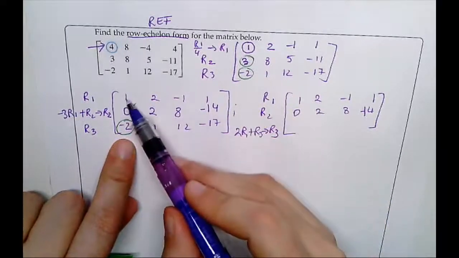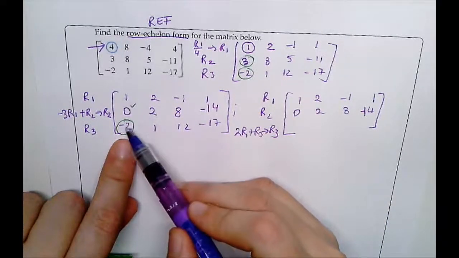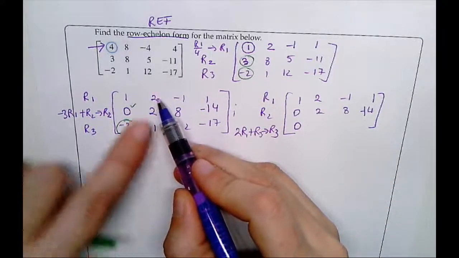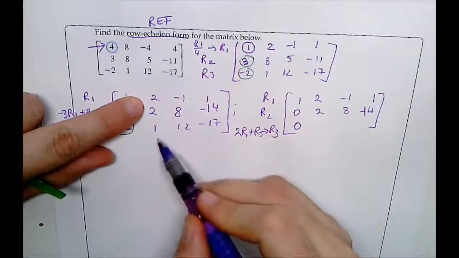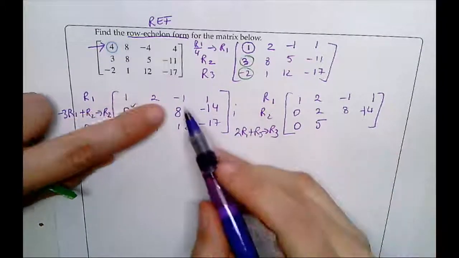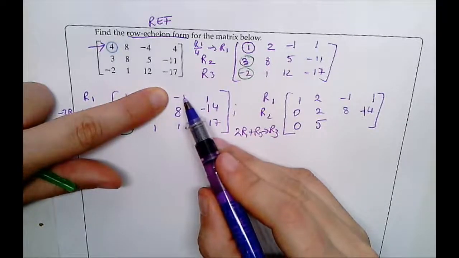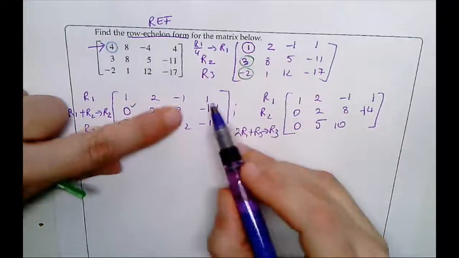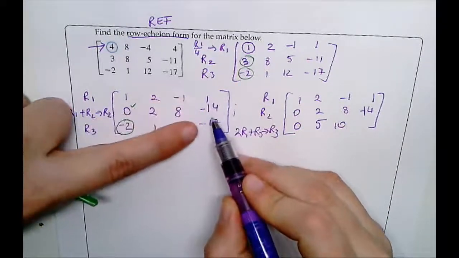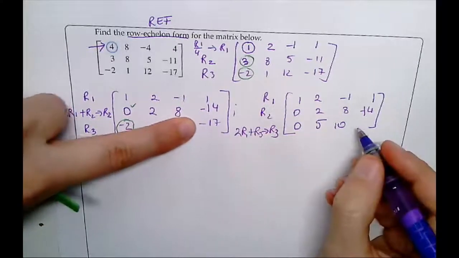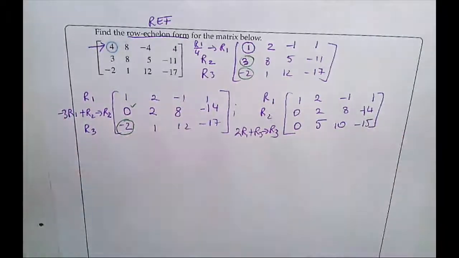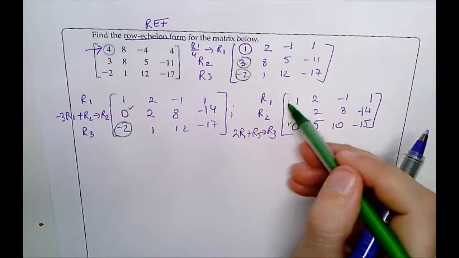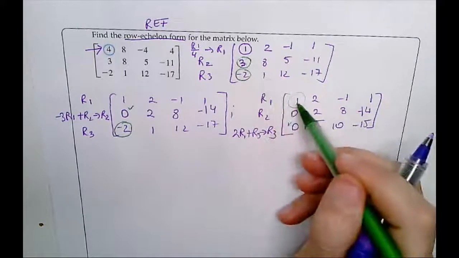So let's see. 2 times 1 is 2. 2 plus negative 2 is a 0. 2 times 2 is a 4 plus row 3, that's a 5. And then 2 times negative 1 is a negative 2 plus 12. Negative 2 plus 12 is a 10. And then 2 times 1 is a 2. 2 plus negative 17 is negative 15. So there you go, I have my 0. So I am done with this, making this a 1 and zeros below it.